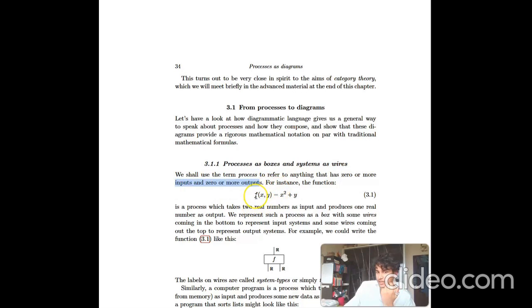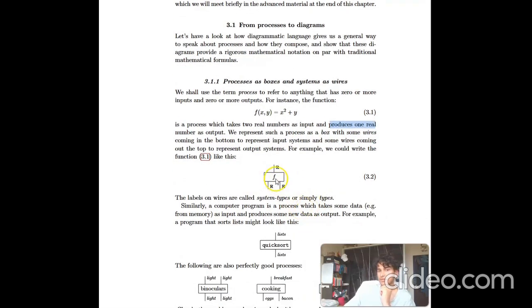For this, we'll take a tangible example, our function x squared plus y squared. It is a process that takes two real numbers, x and y, as the input and produces one real number, x squared plus y squared, as an output. The diagrammatic representation uses a regular box. We would use wires coming in and out to represent the inputs and outputs.